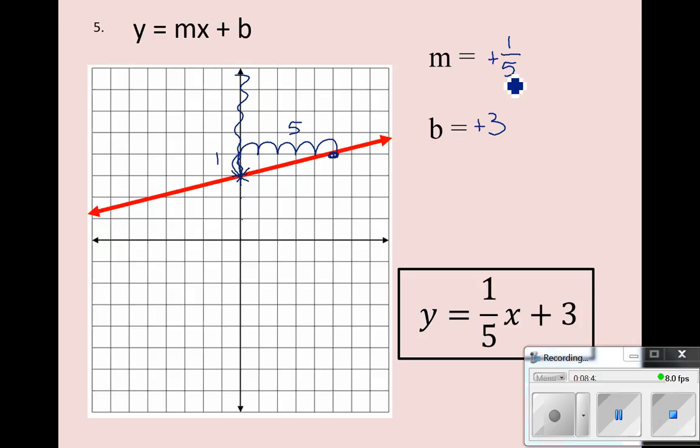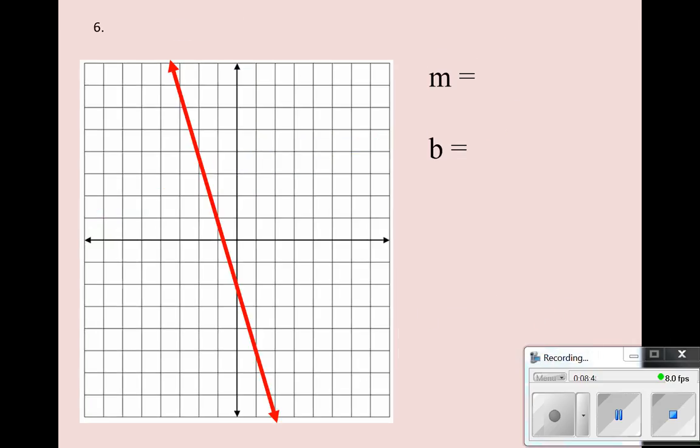The last example, example 6. Also not horizontal or vertical, so we can go ahead and put y equals mx plus b at the top. Now let's find the b first. Y-axis, and this is where it crosses it. I'm going to make a star. That is at negative 2 for the b.